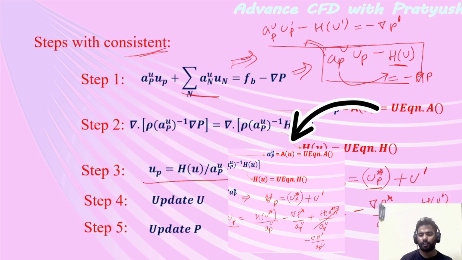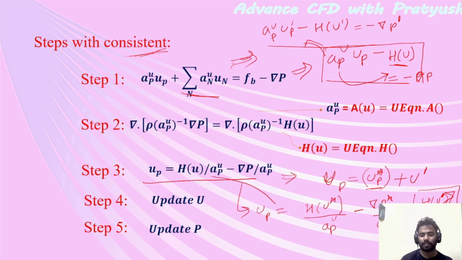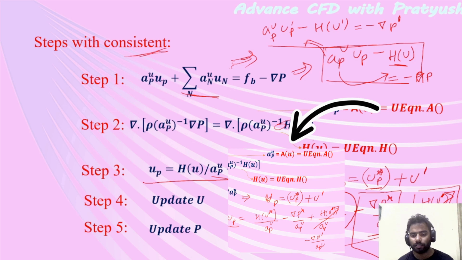Here we are ignoring this corrector for the neighboring cells. You can match this as that: this term is HU upon APU, and this minus del P upon APU is the combination of these two terms. So you can see here that we are ignoring the corrector step for the neighboring cells. You can see that the correction in the velocity completely depends upon this pressure correction step.